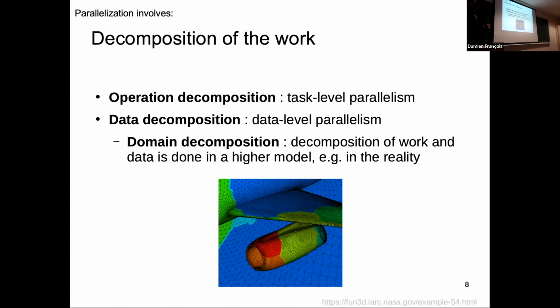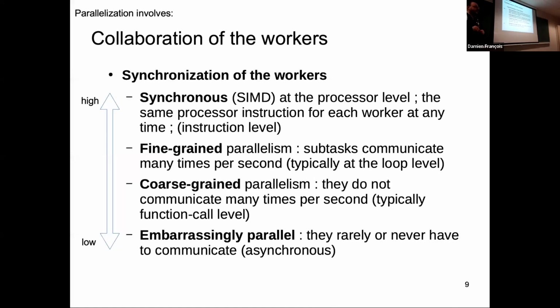That is for decomposition. For collaboration, there are multiple degrees to which collaboration can happen. It can be completely synchronous, meaning that every worker is running exactly the same instruction at the same time as the others. It can be completely what we call embarrassingly parallel. So some problems can be solved by simply running a large number of workers working independently. And in between, you have fine-grained or coarse-grained collaboration, and the distinction between fine and coarse depends on basically how many times per unit of time the workers have to collaborate and to synchronize or to exchange data.